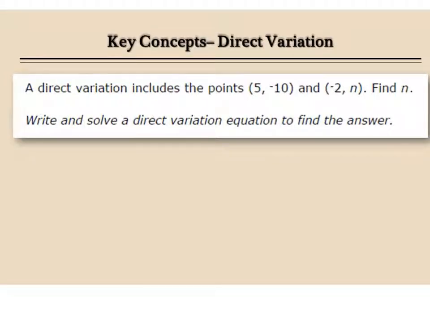The final kind of problem that you'll see is when you're given a direct variation and they give you 2 points. In this case, we're given the points 5, negative 10, and negative 2, n. And they want us to find n, or they want us to find the y value on the second point. So what we need to do is make a proportion. Remember, we're going to put the y value over the x, and we're going to do that in both fractions. So I'm going to start with the first point. My y is negative 10, my x is 5. On the other one, my y is n, my x is negative 2.